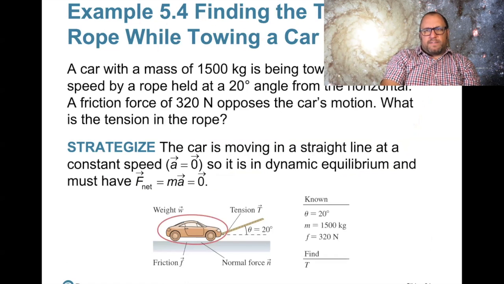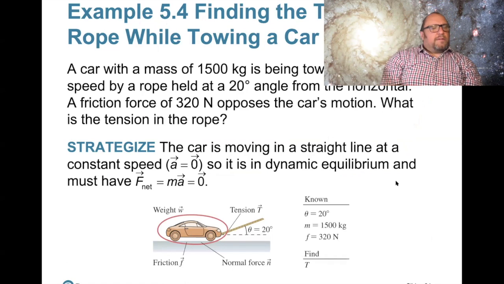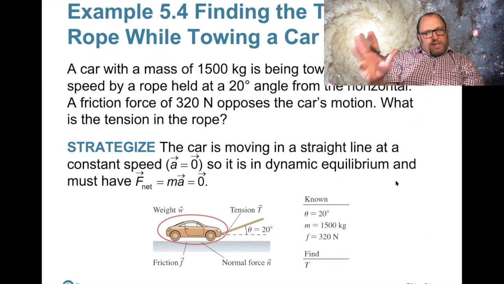All right. Example 5.4, finding the tension in a rope while towing a car. I believe in the textbook there is an incorrect table. Okay, now maybe it's correct.